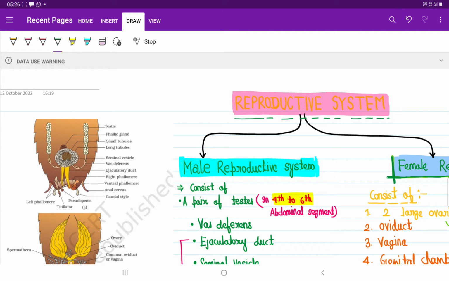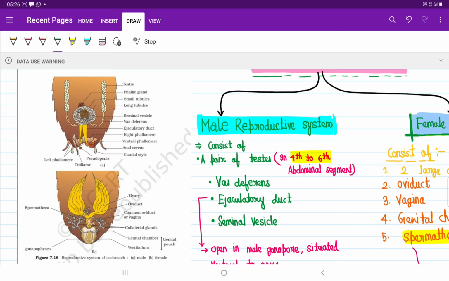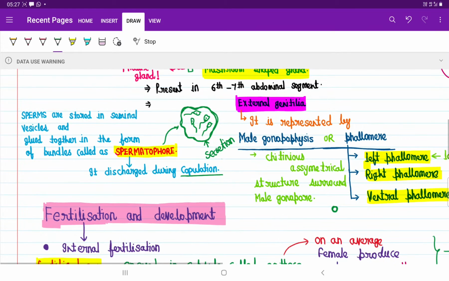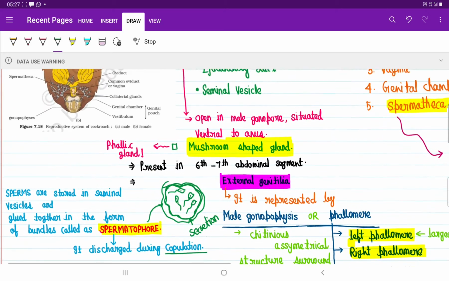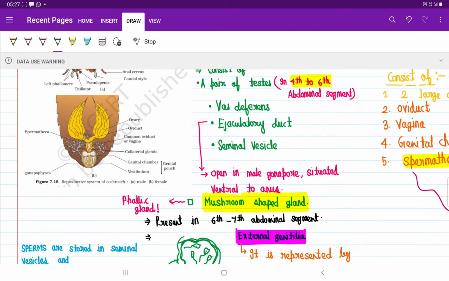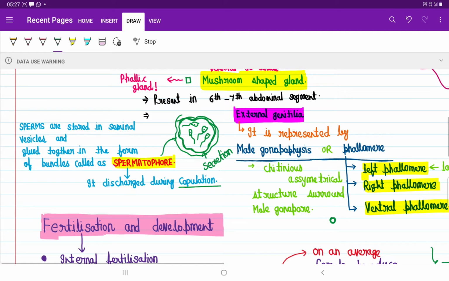This phallic gland secretion forms the wall of the spermatophore, right? The inner wall we discussed is formed by secretion of the mushroom gland, but the outer wall is formed by secretion of the phallic gland, right? Finally, the spermatozoa will glue together, they will form the spermatophore, and it will be released through the ejaculatory duct during copulation. They will be stored in the spermatheca of the female body, right?